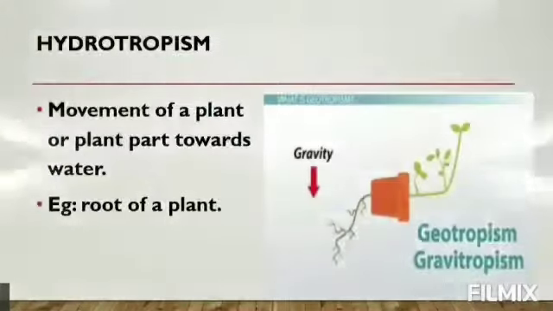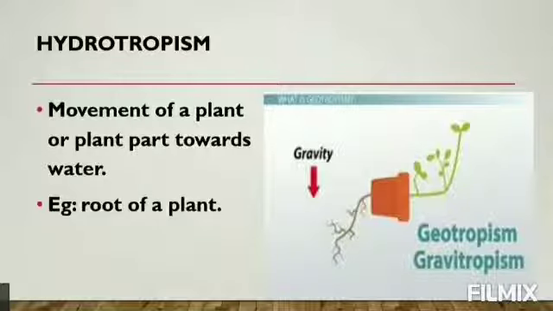Next, we are going to see about hydrotropism. Hydro means water, tropism means movement. So, movement of a plant or plant part towards water is called hydrotropism. Example for this is the root of a plant. Root of a plant moves towards the water to absorb the water for plant growth. So, this is called hydrotropism.